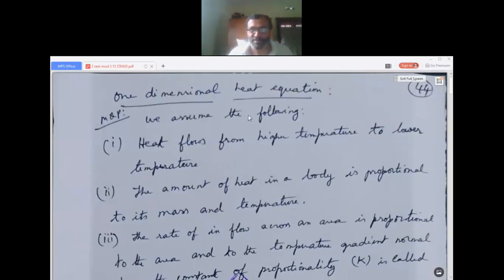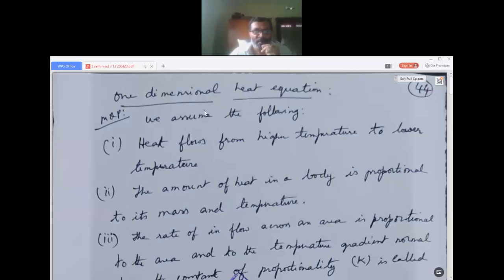Today's class I'm going to start now. Yesterday we studied the solution of the one-dimensional wave equation. So today we study the derivation of the one-dimensional heat equation. It's a model question paper problem: the derivation, and also the solution of the one-dimensional heat equation. Already we studied the one-dimensional wave equation and its solution in the previous classes. So this is also a model question paper problem.